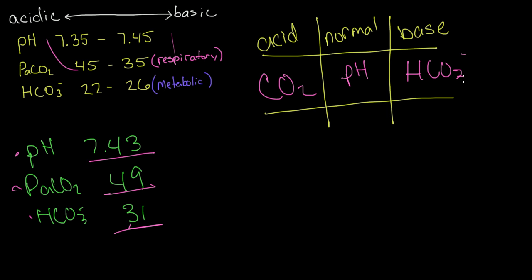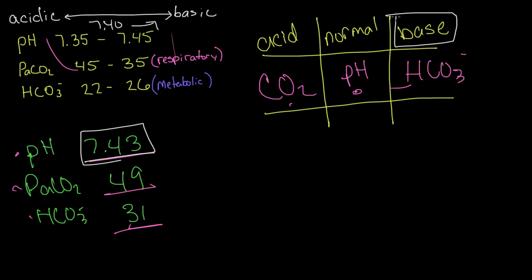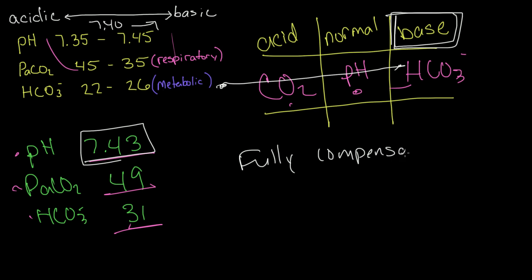So once again, our pH is normal. The other two parameters are abnormal. So which side of 7.40 does our pH fall on? So our pH is 7.43. 7.43 is greater than 7.40, so that means it is more basic. So we need to look at our basic column here. And our basic column contains HCO3, which is a metabolic parameter. So we are in fully compensated metabolic alkalosis.